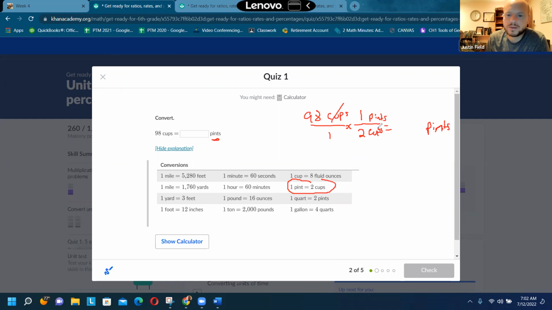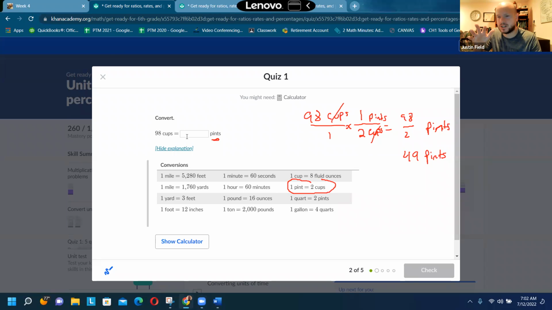And you can see the cups will cancel. And 98 times 1 is 98. And 1 times 2 is 2. So what we have to do as a final step is divide. So that's 49. Now, you may have, 75% chance, you're saying, I could have done that without doing all that extra work. And that's a big part of sixth grade math.